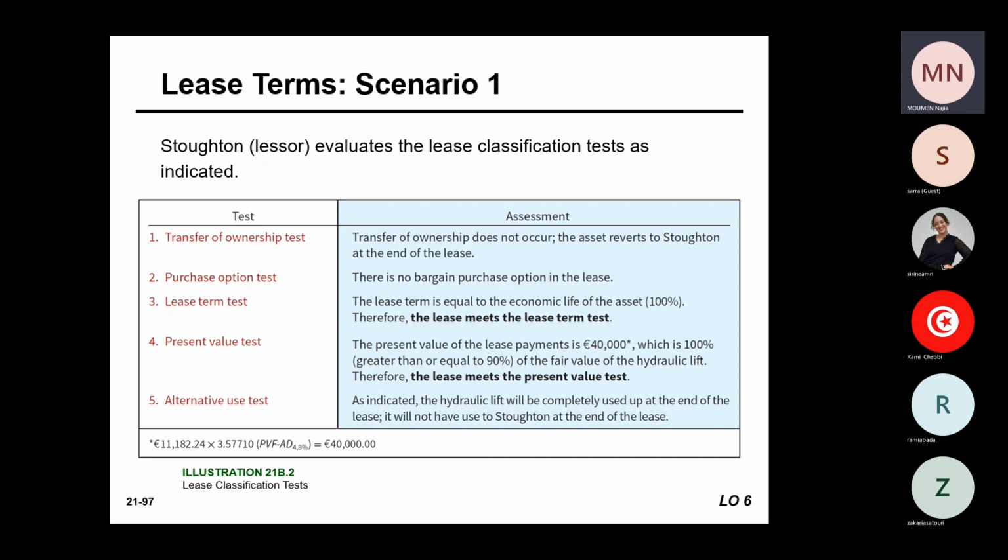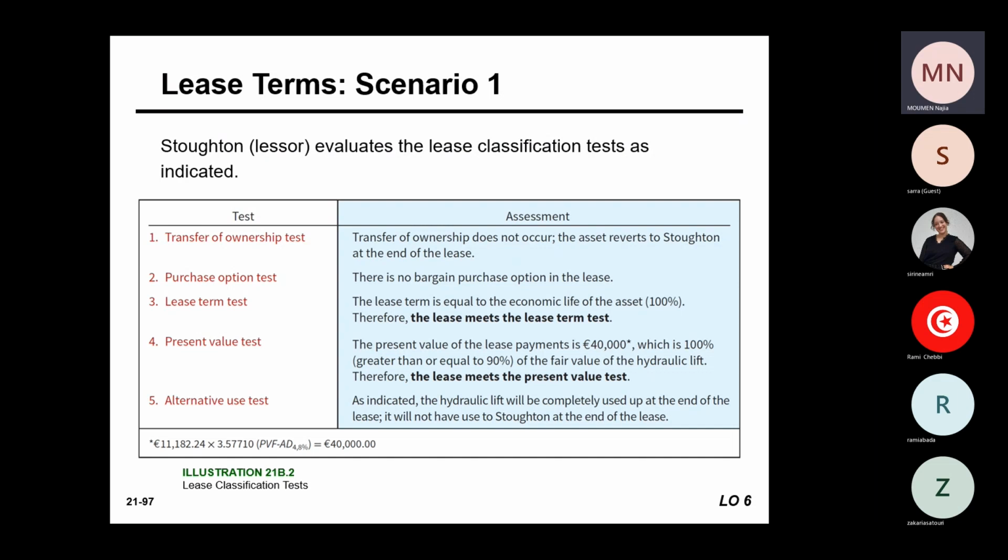If we continue with the other tests, for the present value test, we're talking about the lease term, which should be at least 75%, but for the present value, it will be 90%.